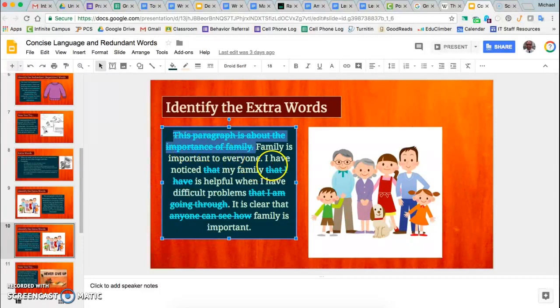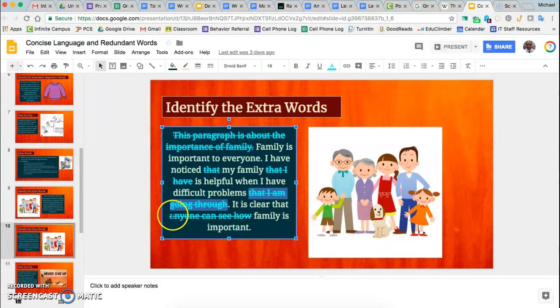Okay. Then we have I have noticed that, and I could just say I've noticed my family. That I have, okay, so if I'm saying it's my family, it's the family that I have, so that's not needed. Is helpful when I have difficult problems that I'm going through. Okay, there is no need to say that. If you have difficult problems, you're the one going through them, so that phrase doesn't really mean anything.